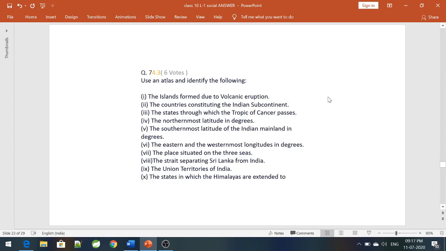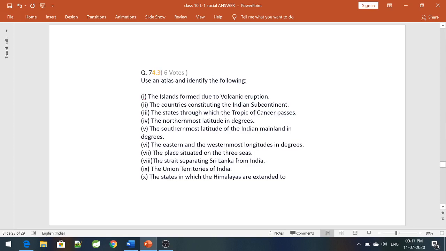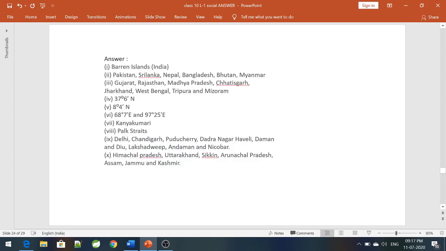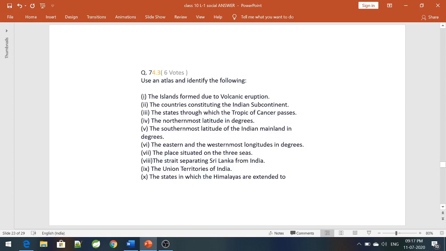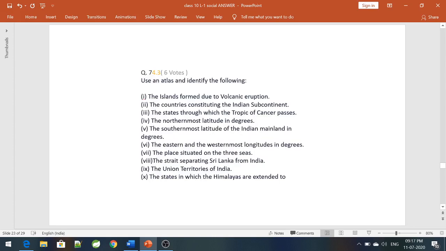Use an atlas and identify the following islands. These are also what I have shown you. These are the Barren islands. What type of land is it? The islands formed due to volcanic eruption. The countries comprising the Indian subcontinent are Pakistan, Sri Lanka, Nepal, Bangladesh, Bhutan and Myanmar.